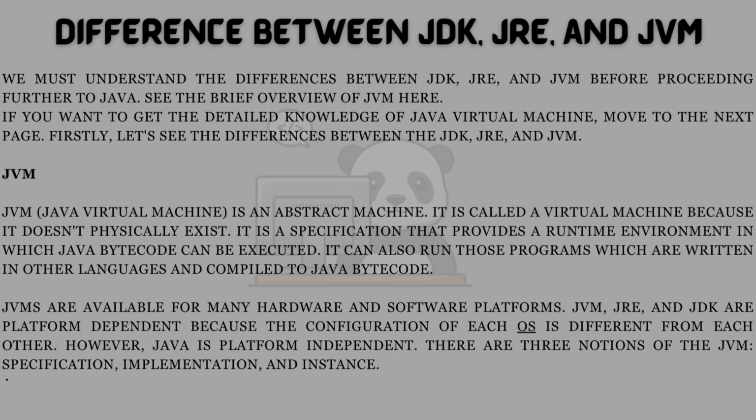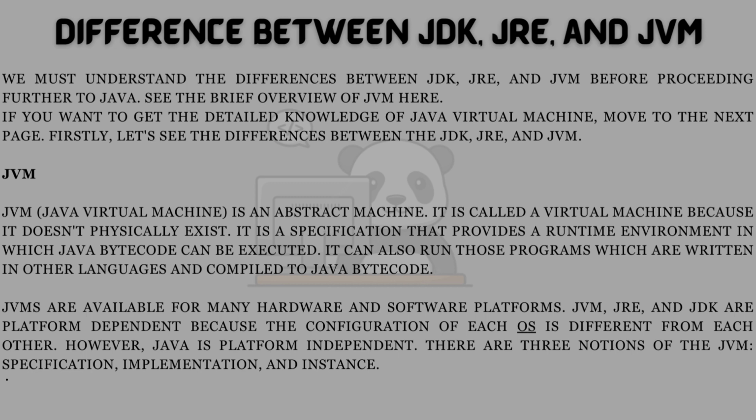JVM, Java Virtual Machine, is an abstract machine. It is called a virtual machine because it doesn't physically exist. It is a specification that provides a runtime environment in which Java bytecode can be executed. It can also run those programs which are written in other languages and compiled to Java bytecode. JVMs are available for many hardware and software platforms. JVM, JRE, and JDK are platform dependent because the configuration of each OS is different from each other. However, Java is platform independent.